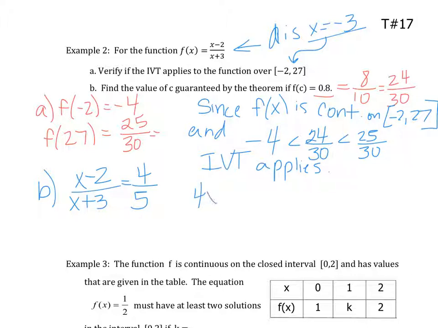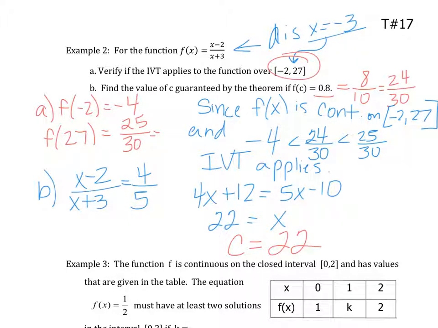and then I'm going to do the algebra to get my answers. So I'm going to cross multiply: 4x plus 12 is equal to 5x minus 10, and I would get x equals 22. And is 22 in my interval? I mean, if it's the only answer I got, I better have it right because I'm guaranteed 1. So yes, my C value is 22, and that is in the interval that I needed.